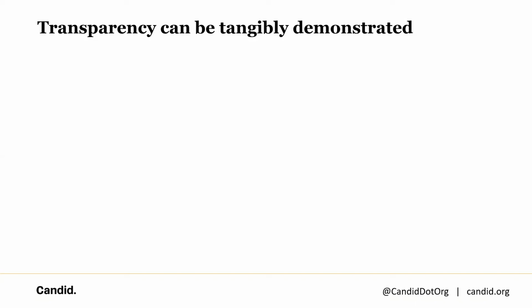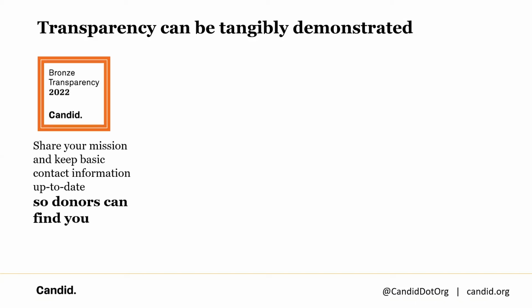The amount of information you provide determines which of the 4 seals you earn. So there are 4 levels. There is bronze, which is the most basic thing you can earn, and it's usually fairly easy to achieve. You earn this by just sharing your mission, so provide your mission statement and basic confirmation for the organization so that donors can find you.